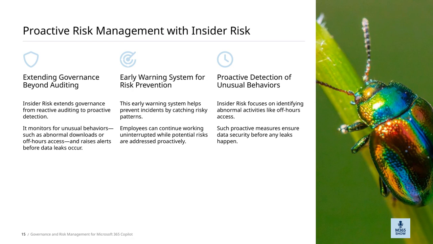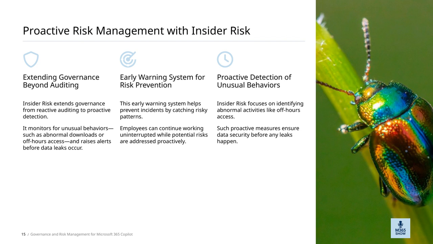When we focus on governance and risk management for Microsoft 365 Copilot, we're really emphasizing the importance of detecting abnormal activities early on. For example, activities like accessing data outside of normal working hours can be a red flag. By identifying these early, we can take measures to secure our data before any leaks even happen. This proactive approach acts as an early warning system, helping us catch risky behaviors before they escalate into incidents. The great thing is that employees can keep working without interruption because we're addressing potential risks behind the scenes.